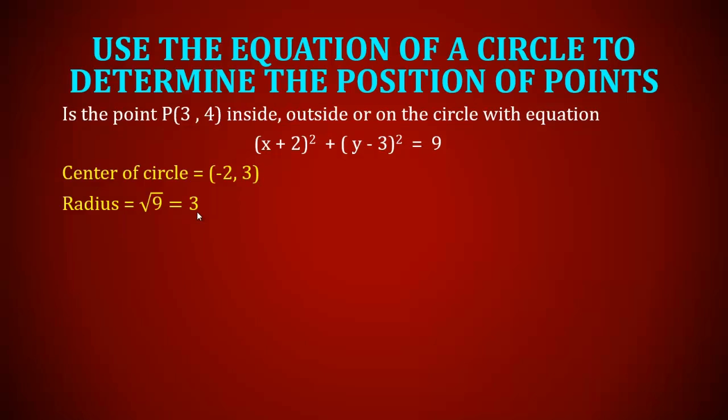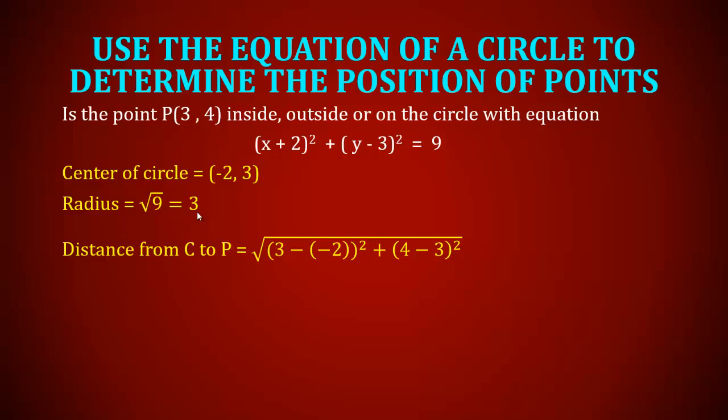Well, how do we do that? We now know the center of the circle, and we can use the distance formula. If you remember, it's the square root of (x1 − x2)² + (y1 − y2)². It doesn't matter what order you do it in, as long as if you use this x and then this one, you use that y first, minus that one. So I chose that.